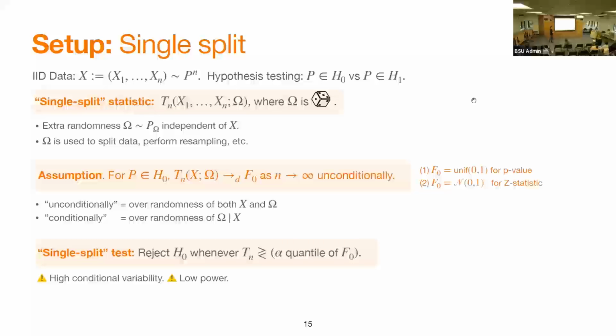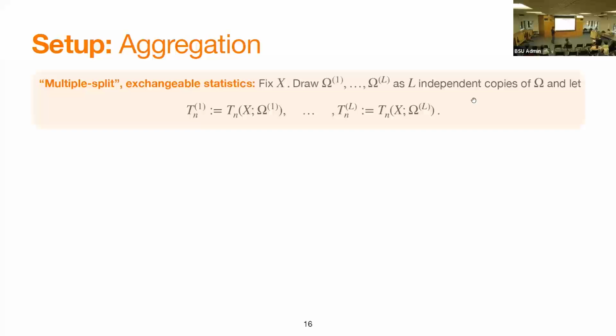So the randomized procedure is basically to take one single realization of the single split statistic and compare it with the alpha quantile of this asymptotic null distribution. Depending on the side of the test, you want to reject when it's smaller than or greater than the alpha quantile of the null. And obviously, we have seen that this suffers from high conditional variability and low power.